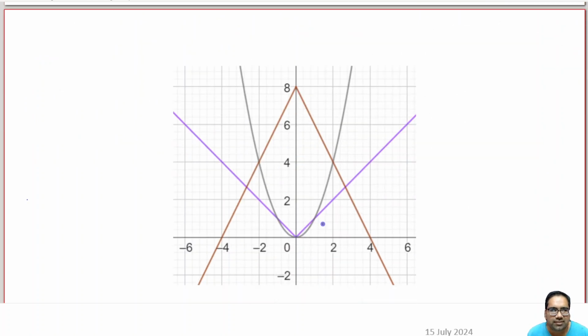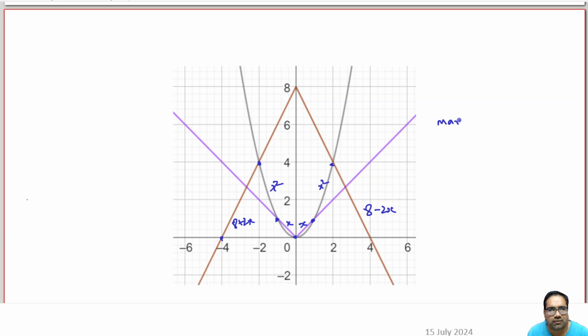Like we discussed, between 0 and 1, it is x that dominates, x is greater than x square, and between 1 and 2, it is x square that dominates. Similarly here also it is x that dominates, and when x equals minus 2, it is x square that dominates, and beyond x equal to minus 2, it is this one, 8 plus 2x here, and 8 minus 2x here.